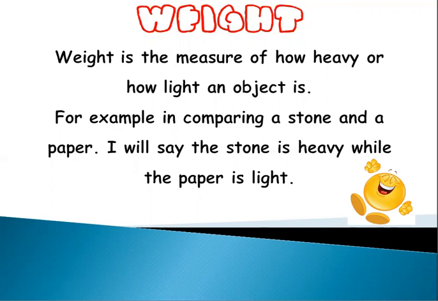You can also find the weight of someone, like your own weight. It simply tells us how heavy or how light you are. Someone that is very fat, you expect that person's weight to be more than that of someone that is slim. So that is what weight is, the measure of how heavy or how light an object is.